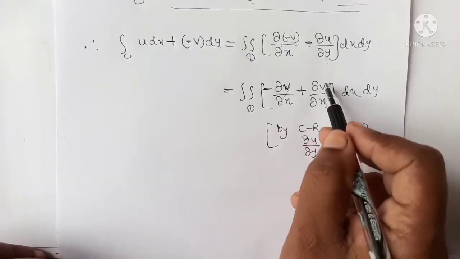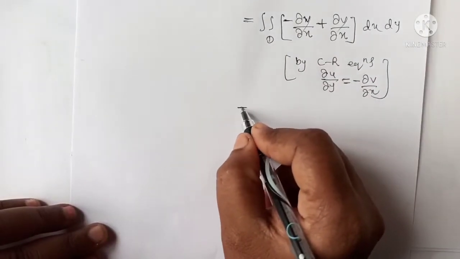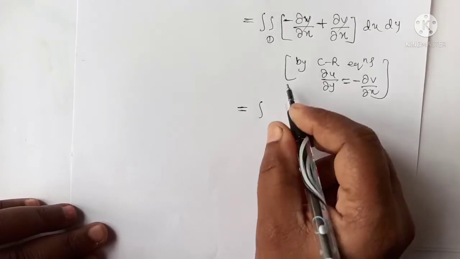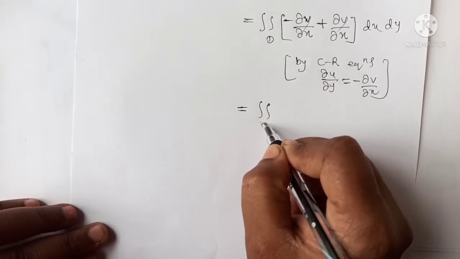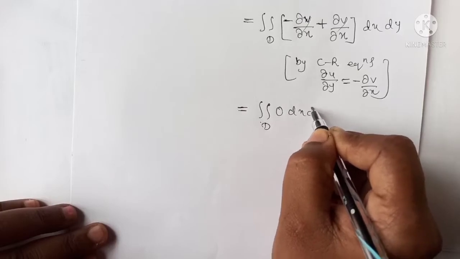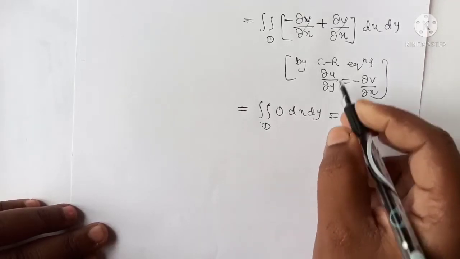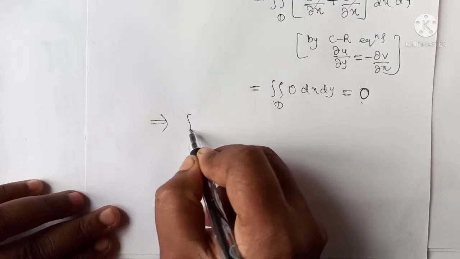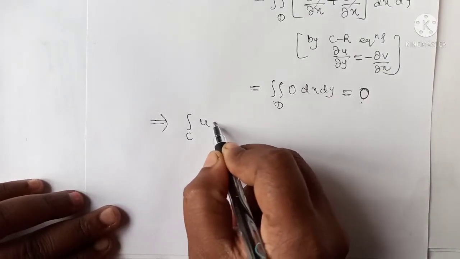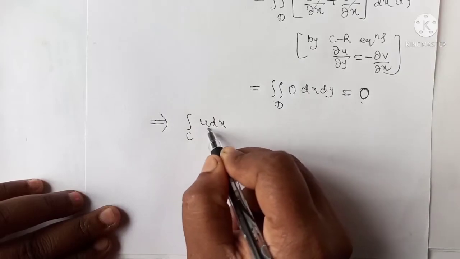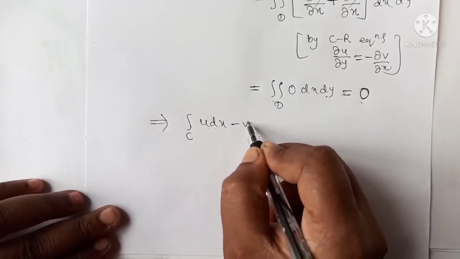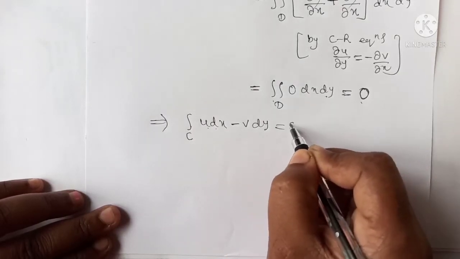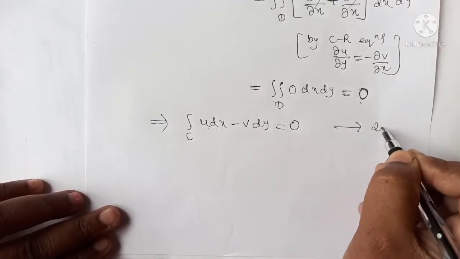Now these two get cancelled. We get the double integral over D of 0 dx dy, or simply you can write it is equal to 0. So therefore we got the first integral, that is the integral over C of u dx minus v dy, equals 0. Consider this as equation 2.